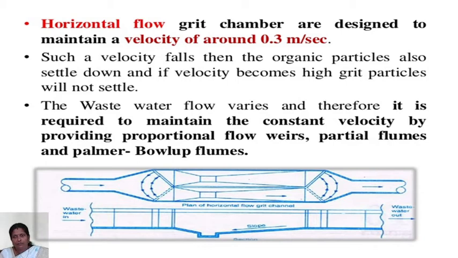The wastewater flow varies and therefore it is required to maintain a constant velocity by providing proportional flow weirs, parshall flumes and Palmer Bowlus flumes. So this is the cross-sectional view of the horizontal grit chamber. In the bottom portion, a certain slope, that is 150 to 100, is provided to collect the sludge particles. Here the treated water will be flowing out.